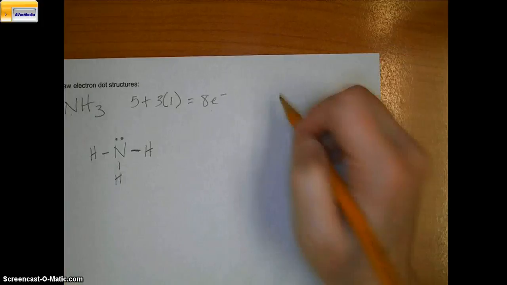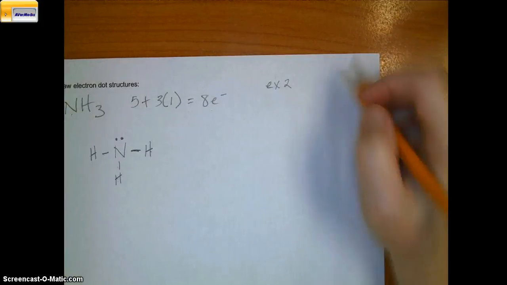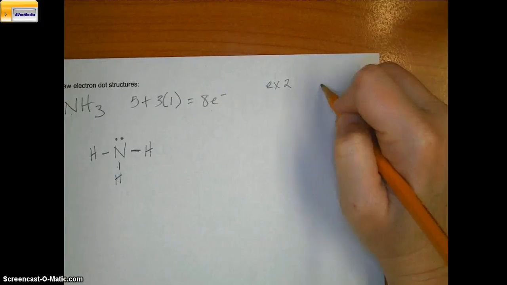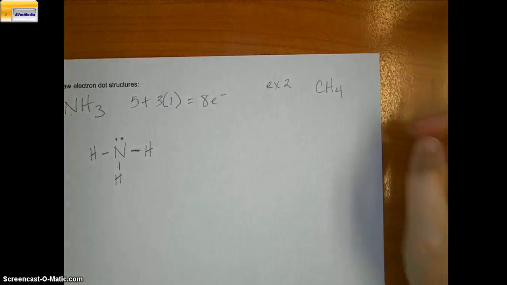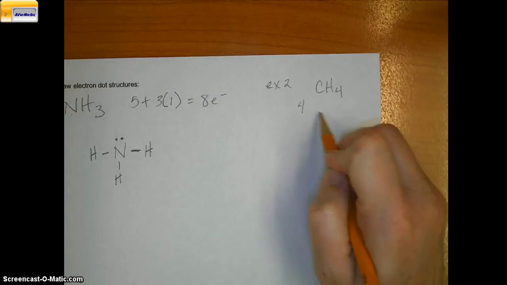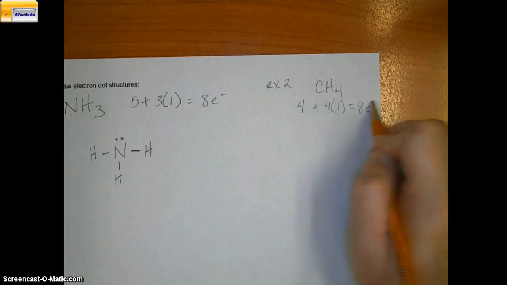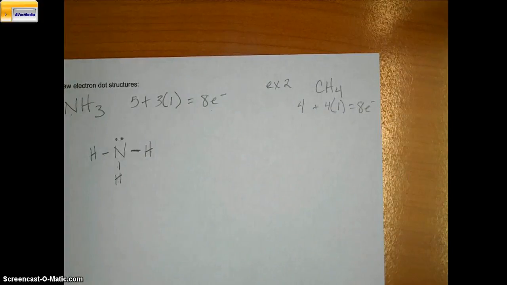Alright, so for our next example, this was example 1, example 2, we're going to look at CH4. So the first thing we're going to do is add up our valence electrons. So look at your periodic table. Count how many valence electrons carbon has. It has 4, and then each hydrogen has 1. So we have a total of 8 valence electrons to work with.